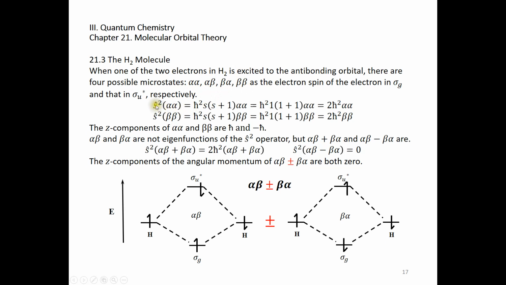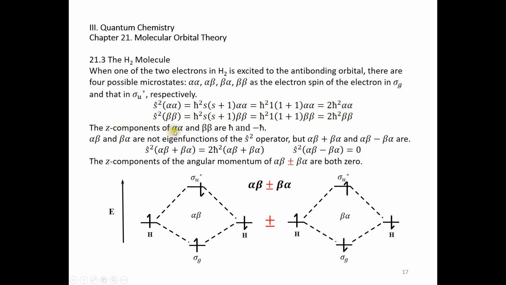We can apply this S squared operator to alpha alpha. We will get h bar squared times S(S+1) as the eigenvalue. The result is 2 h bar squared times alpha alpha. This S is equal to 1 because when you have alpha alpha, the S is actually 1, instead of 1/2, since you have 2 electrons here. What about beta beta? Same thing. We get 2 h bar squared times beta beta. So it tells you the spin angular momentum is the square root of 2 times h bar.